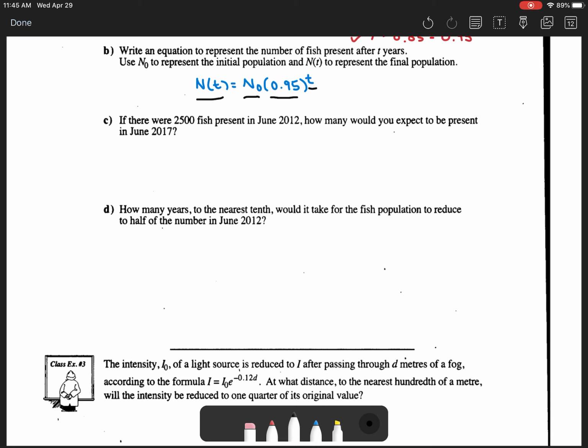So that means I want to know from 2012 to 2017. So the time that has passed in this question, T, would be equal to 5 years. Okay, so the number of fish present after 5 years would be equal to, I'm going to start with 2,500, the growth rate of 95%, and then to the exponent of 5.